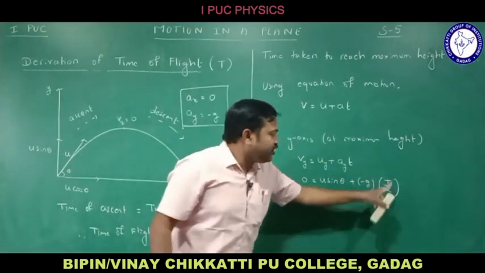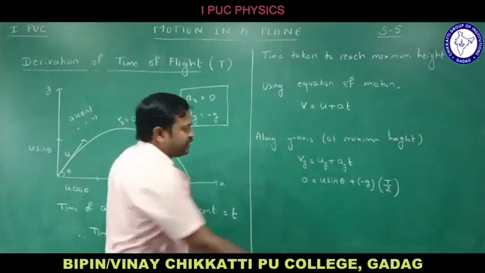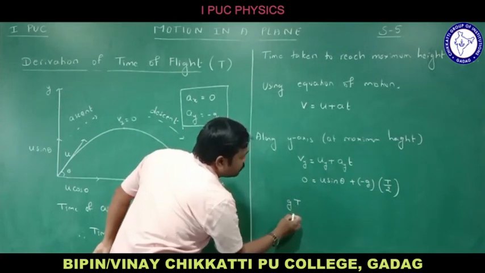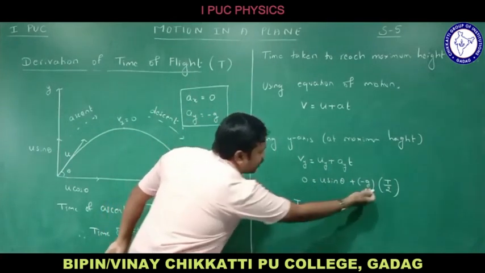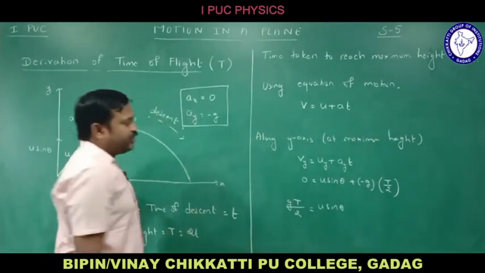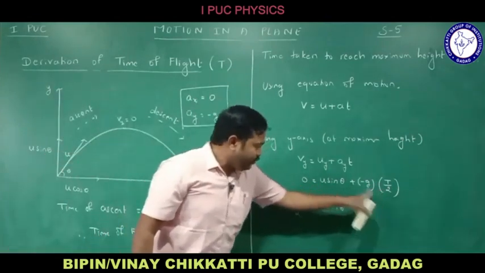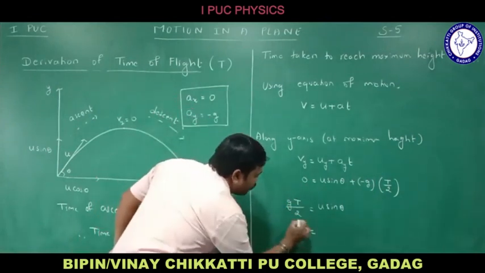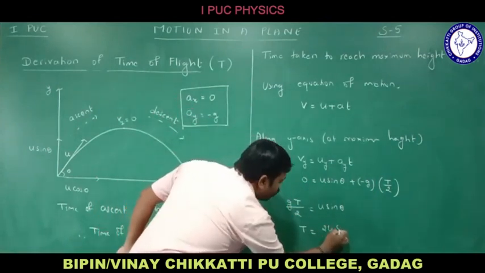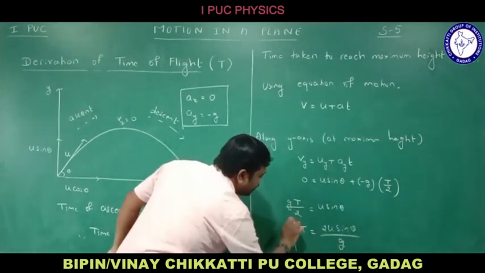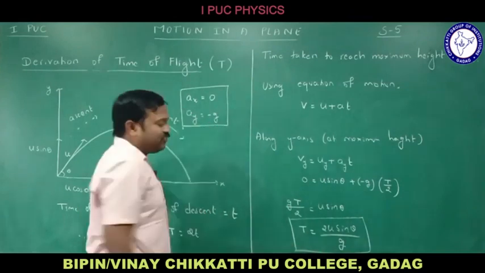I want the equation for T, so I will take this term to this side. Since it is minus, when it comes to this side it becomes plus. gT divided by 2 is equal to u sine theta. Now I want T, so bringing the factors to the other side, T is equal to 2u sine theta divided by g.